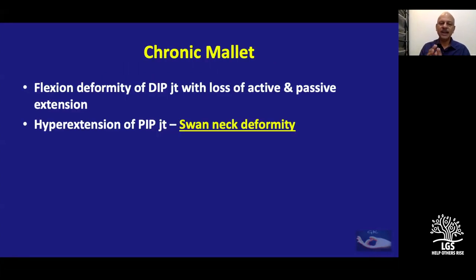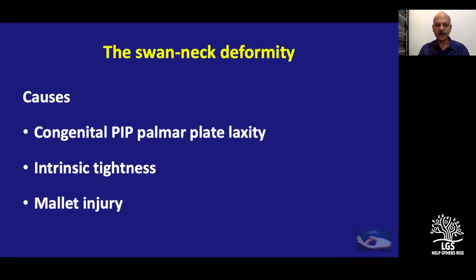Now, when a chronic mallet deformity is allowed to develop, it is not just a mallet deformity. There are other changes that occur in the finger, which is called the swan neck deformity.